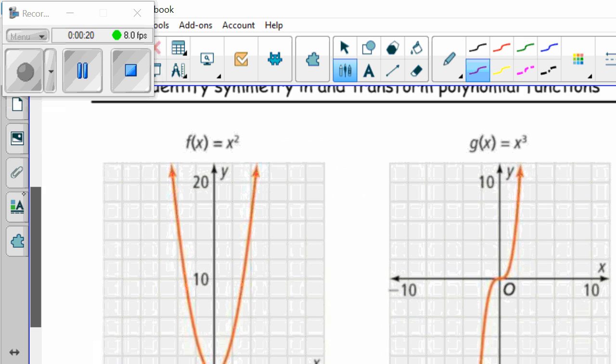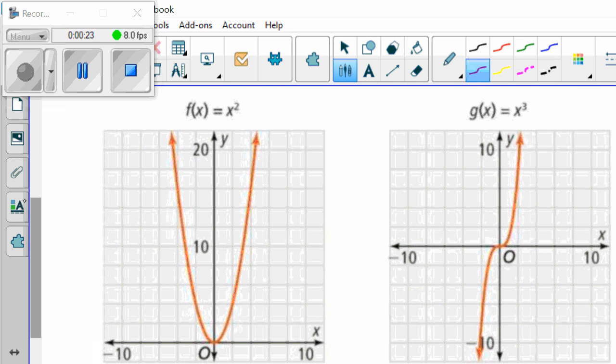Okay, so let's look at these first two graphs. We have f of x equals x squared and g of x equals x cubed. It says, looking at the graphs above, is the graph of f or g symmetric about the y-axis? Is the graph of f or g symmetric about the origin?